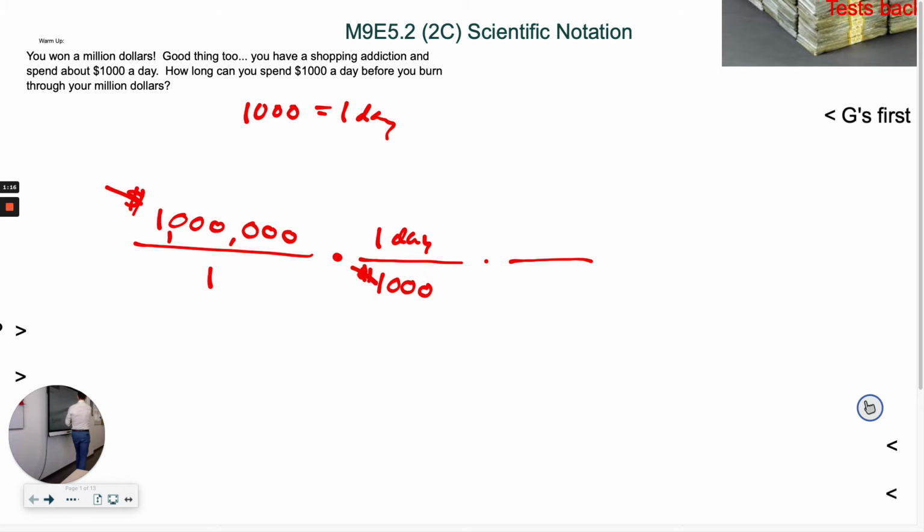And then you can do the same thing. If I take days, that gives me 1,000 days? I don't know. Can't really visualize that. So let's switch days to years. I know that 365 days is 1 year. I'm going to put days on the bottom. 365 days equals 1 year. These cancel out, day and day, and you're just left with years.